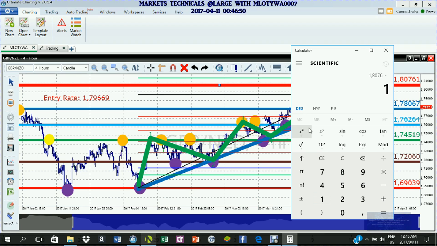Okay, let me cancel the one. Some of you will remember that the last number is called a pipette. So you can see that. This is 11 pips. Okay, guys, let me start. That is 1.8076 minus 1.7966 equal to, okay, there's a 0 here.